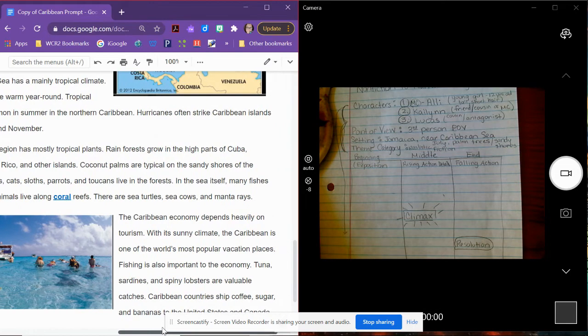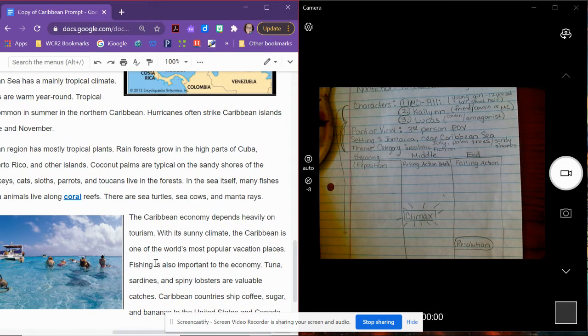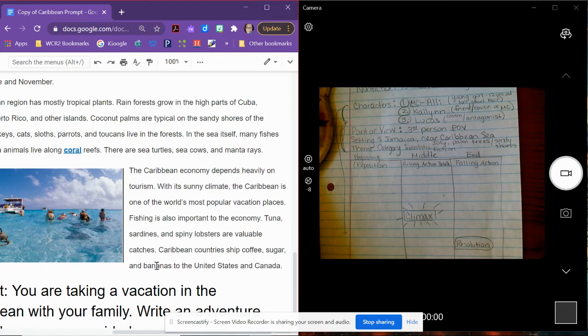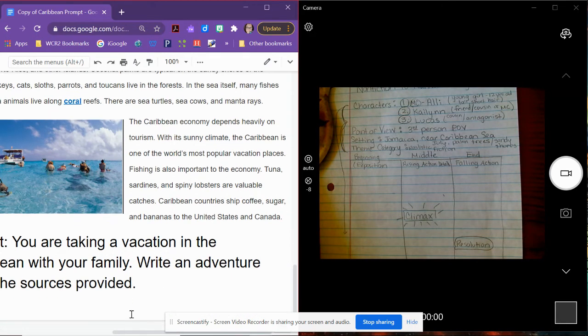The Caribbean economy depends heavily on tourism. With its sunny climate, the Caribbean is one of the world's most popular vacation places. Fishing is also important to the economy. Tuna, sardines, and spiny lobsters are valuable catches. Caribbean countries ship coffee, sugar, and bananas to the United States and Canada.